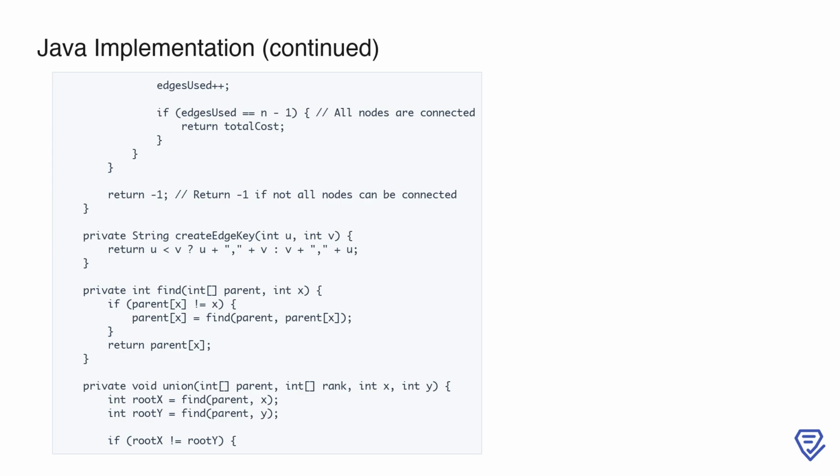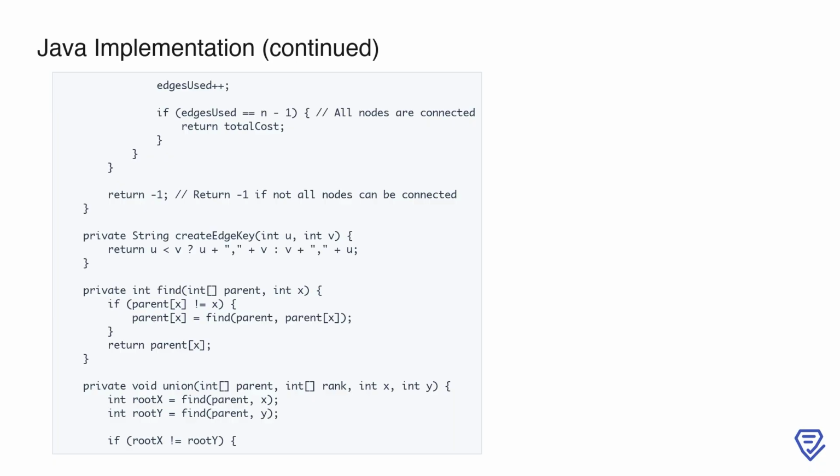If the loop finishes without connecting all nodes, which would indicate that the graph is disjoint, we return -1 to signal that it's impossible to connect all nodes. Moving on to the helper methods, createEdgeKey is responsible for generating a consistent key for each edge. By ensuring that the smaller of the two nodes always comes first, this method avoids duplicate keys for bidirectional edges.